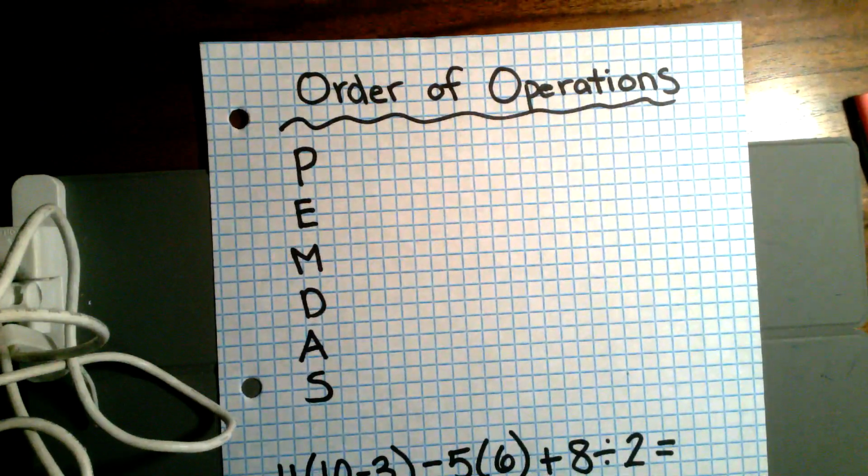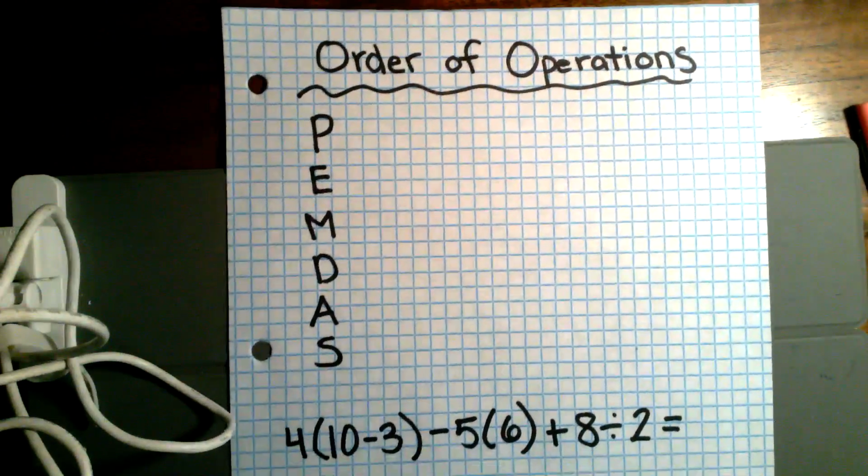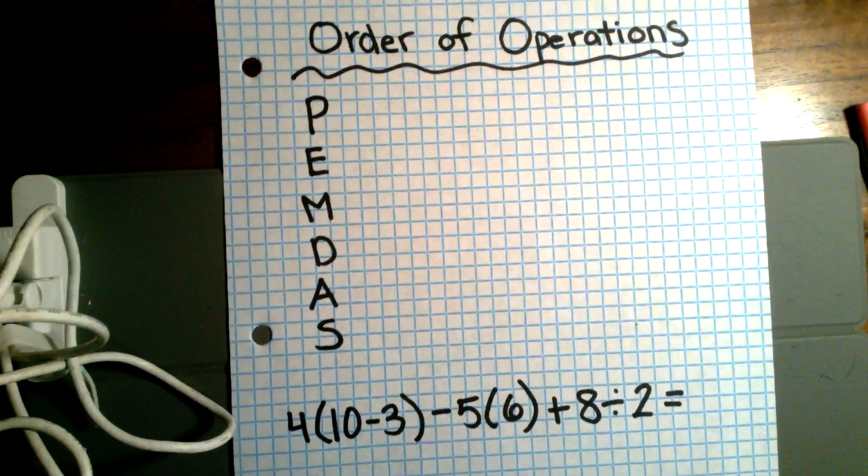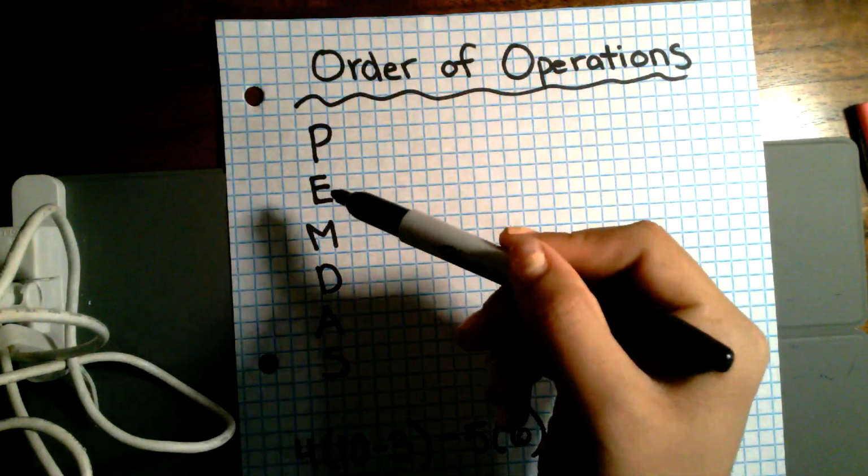Order of operations. So when you are calculating something like this, for example, it's really tempting to just jump right in and go left to right because we read left to right. But that's not quite how it works. So we use something called the order of operations. And you might have seen this before.